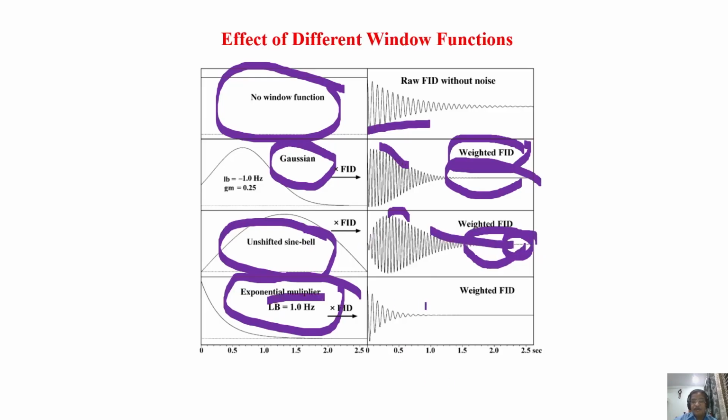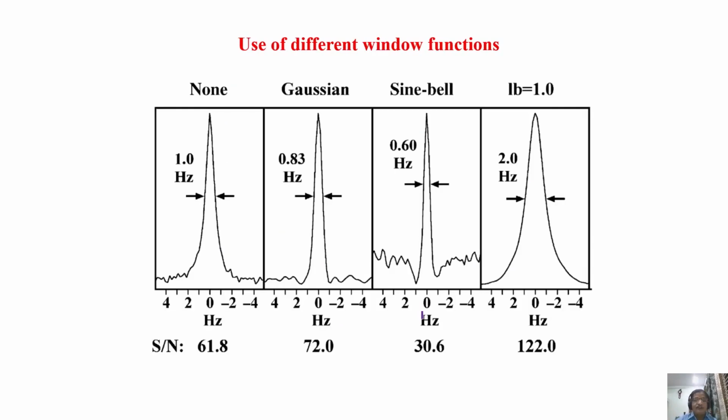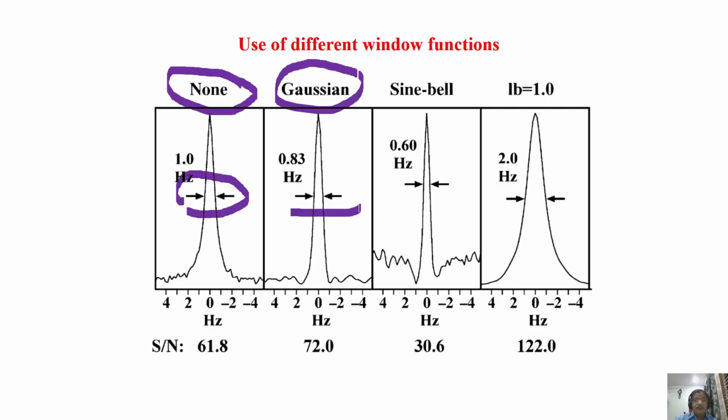If you use exponential multiplication, you will reduce the noise part here, but you are increasing the signal line width because the signal is decaying very fast. You can see the effect of all those things here. There is no window function, no line broadening, nothing. Let us say natural line width 1 hertz. If we use a Gaussian, I can bring down the line width. Okay, you see the line shape is much better.